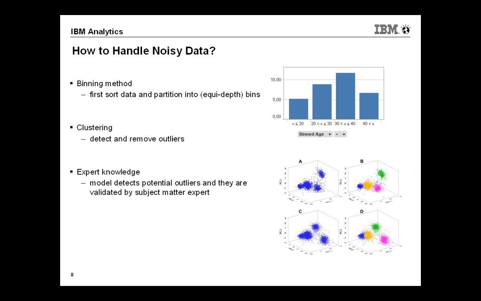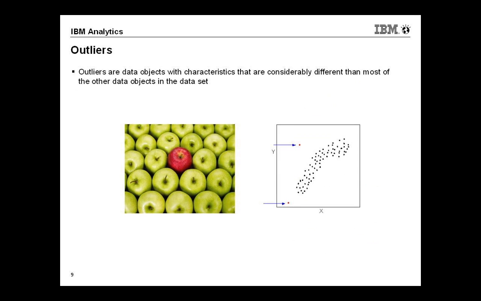And then obviously expert knowledge is crucial, because a model can detect potential outliers, but then that has to be validated by a subject matter expert who actually knows the data, who knows the space. So outliers are data objects that are very different from the general representation of the data, so they stand out. Sometimes outliers are made in error, and that has to be corrected. But sometimes outliers actually bring in valuable information, and they have to be included in the model. And this is where subject matter expertise especially really comes into play.